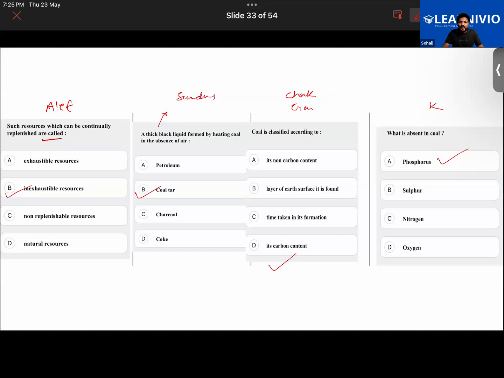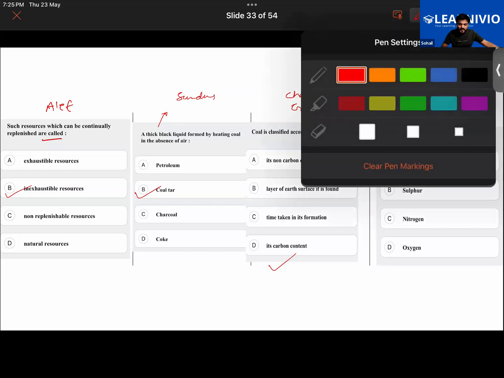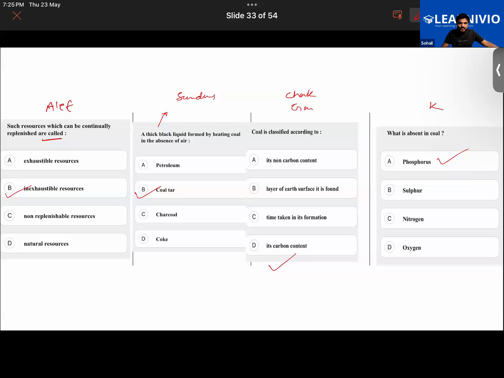Can you guys name those? What are the different types of coal as per the carbon content found in them? Name them in the ascending order. Anyone who knows it, please answer it. Sir, can you repeat the question? Yeah, my question is, what are the different types of coal found in nature as per the increasing carbon content in them?